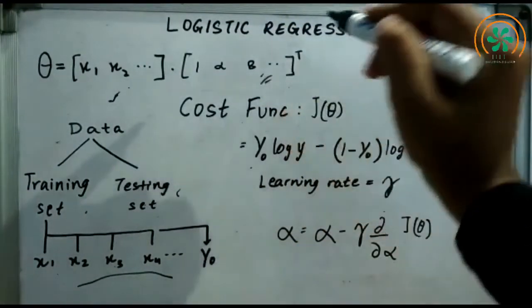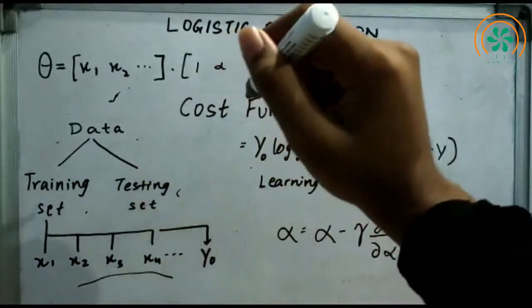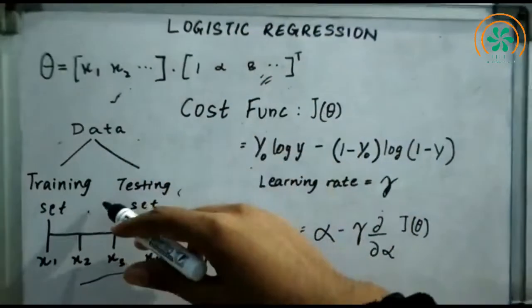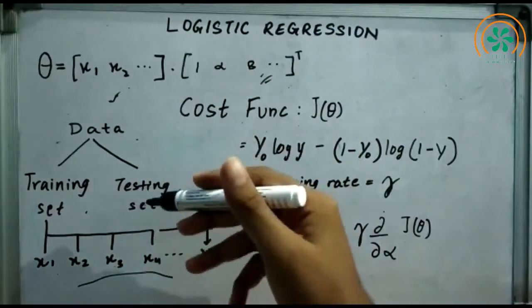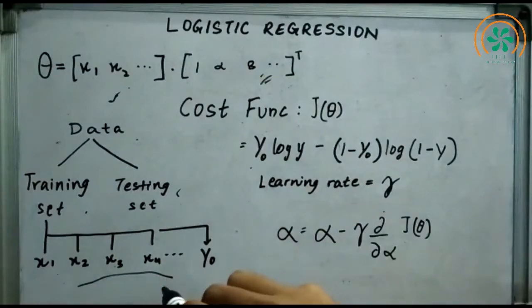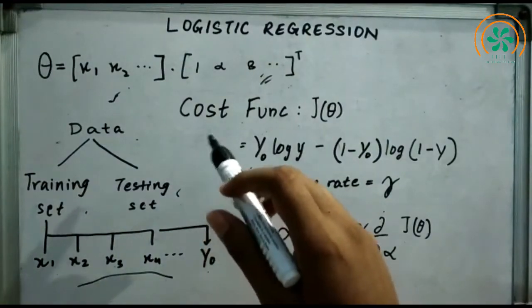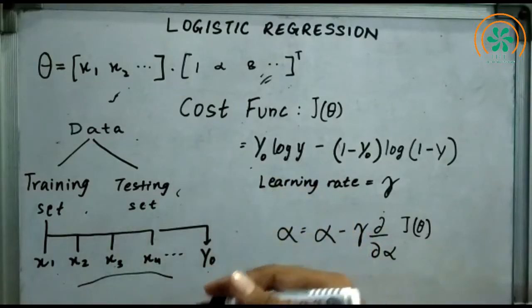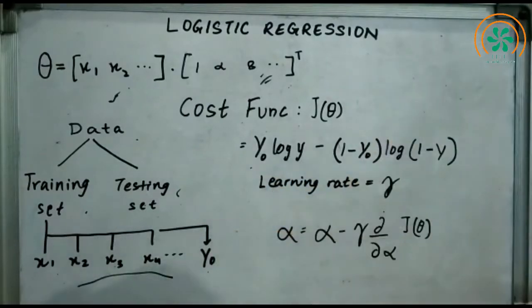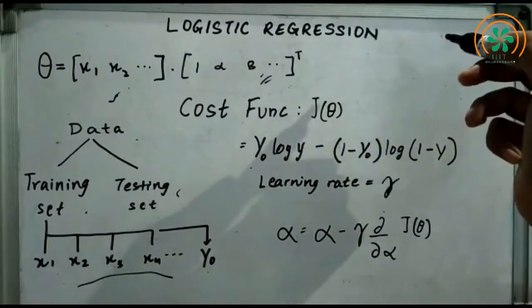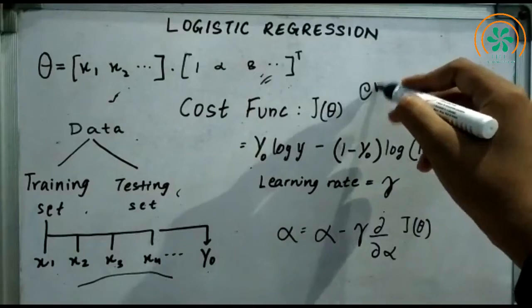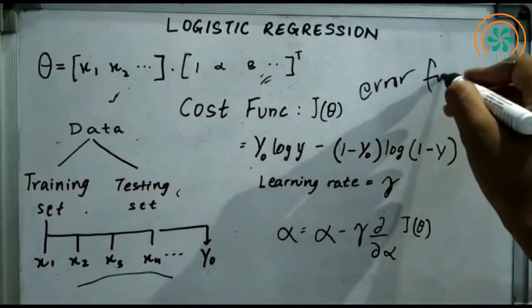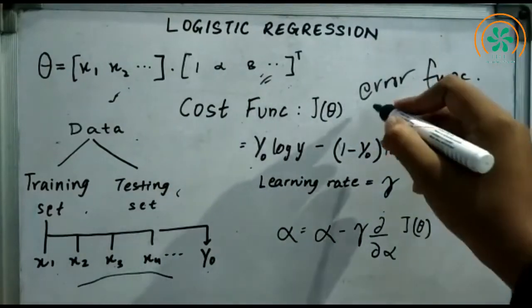and the weight vector. The data that we use in this model has two parts, training set and testing set. The training set is again comprised of all these parameters which compute to give a result y0. The testing set is used to validate or test our model. Again, the logistic regression model has a cost function which is simply the error function. Or you can also call it the entropy function.